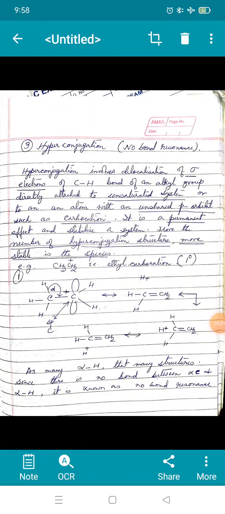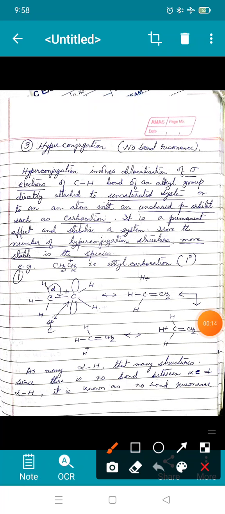Dear students, let us continue discussing hyperconjugation. This is also called no bond resonance. Because, as you know, resonance is the movement of electrons. Here the sigma electrons are involved, and when a sigma bond is broken between the atoms, there will be no bond between the atoms. So we call it no bond resonance.